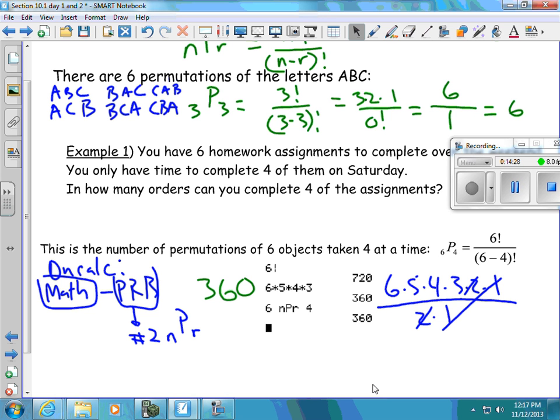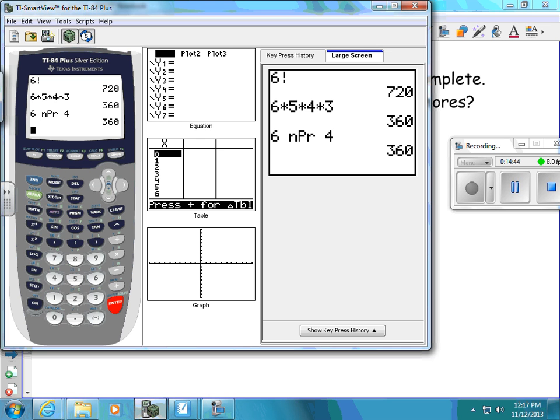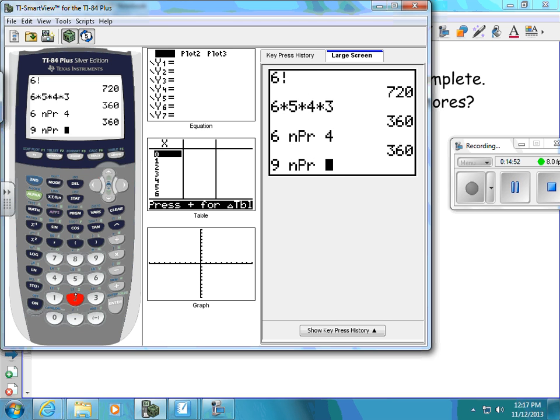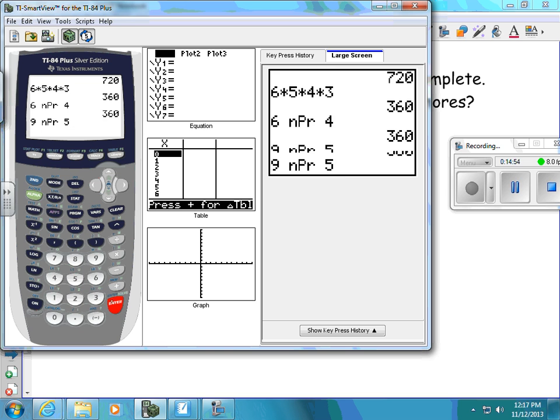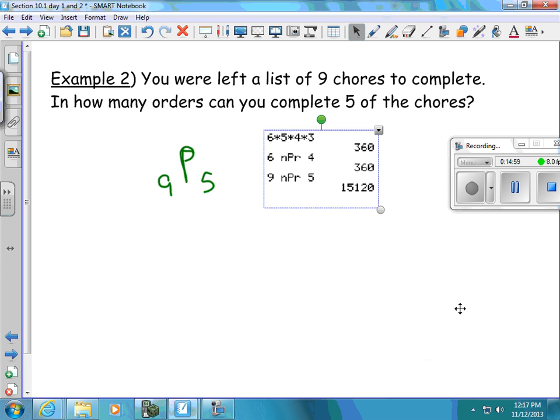Okay. Real quick, just to review it, or you can practice at home. If you have 9 chores to complete, how many orders can you complete 5 of them? Say you're only going to do 5 one day, much like you did with the homework assignments. 9 things, choose 5. On the calculator, we can just do 9, math, PRB, number 2. 9 things, choose 5. We get 15,120 ways we can do our chores.